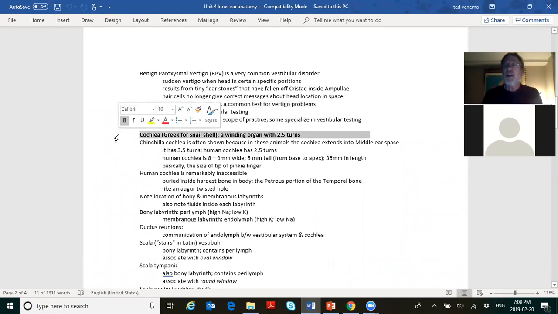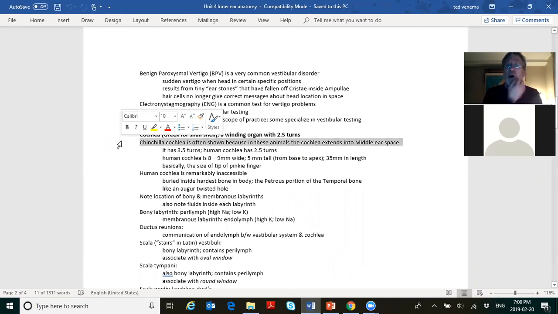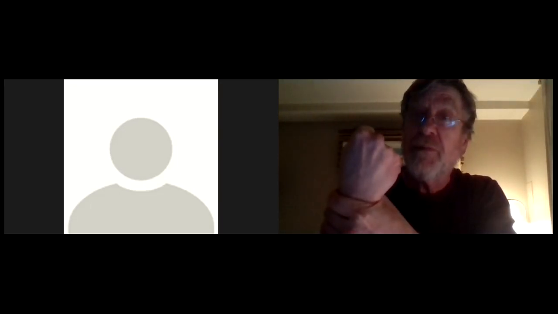Greek for snail shell, a winding organ with 2.5 turns. Not 3.5, not 1.5, 2.5 coils. A chinchilla cochlea is often shown because in these animals, the cochlea sticks out into the middle ear space, like a snail shell sticking up. So if it sticks into the middle ear space, they can just lop it off and examine the inside of it.